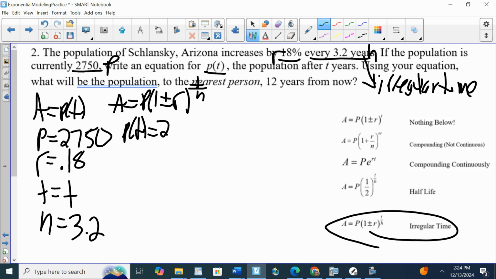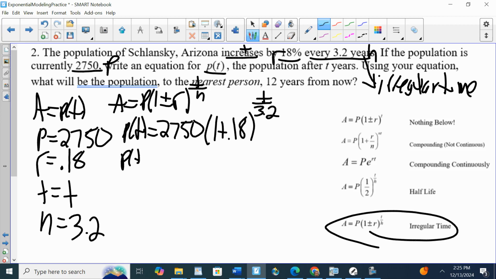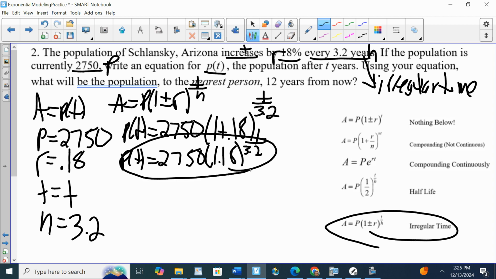If it says to use specific variables, we do have to use those specific variables. Also, it says increases, so that's plus. 1 plus 0.18 to the T over 3.2. Again, I would like you to do what's inside the parentheses if you can. You can use a calculator, but that's 1.18 to the T over 3.2. That's the answer to the first question.